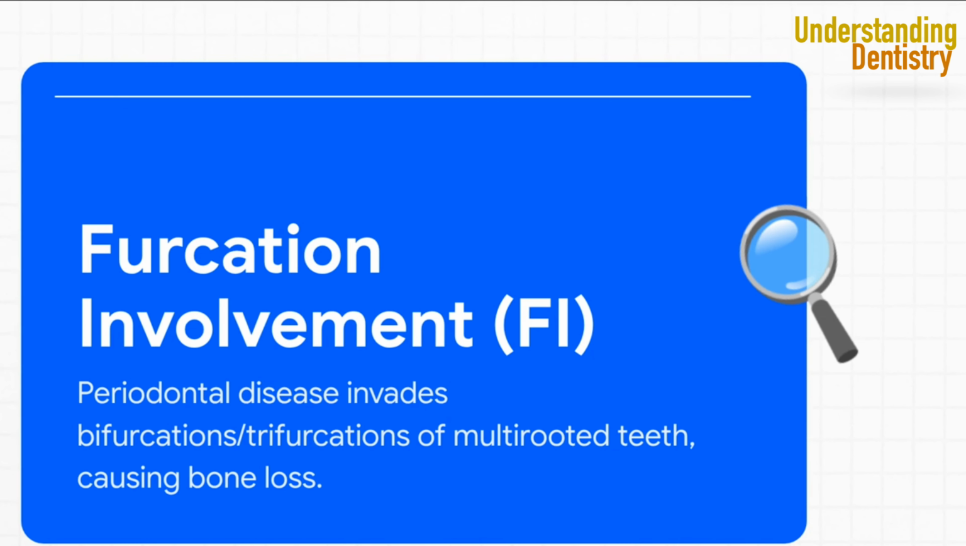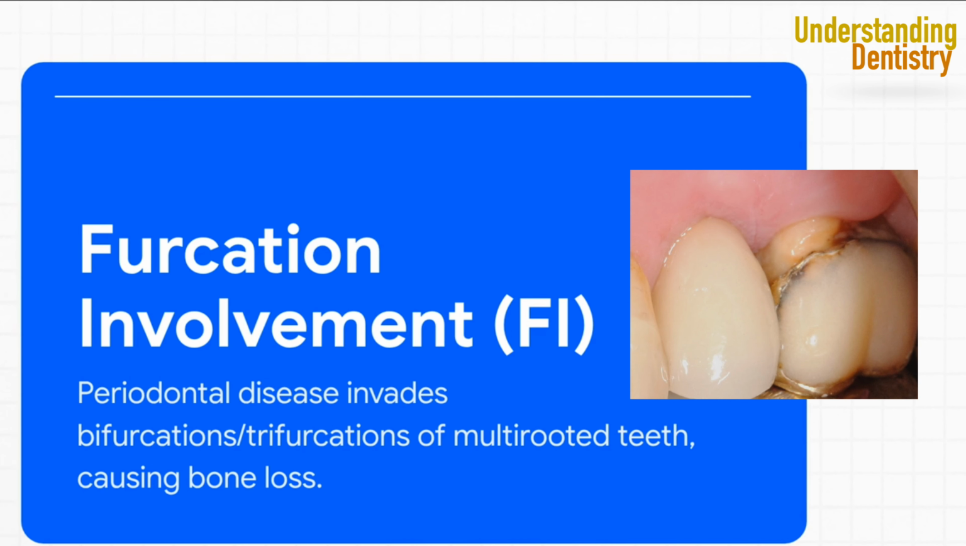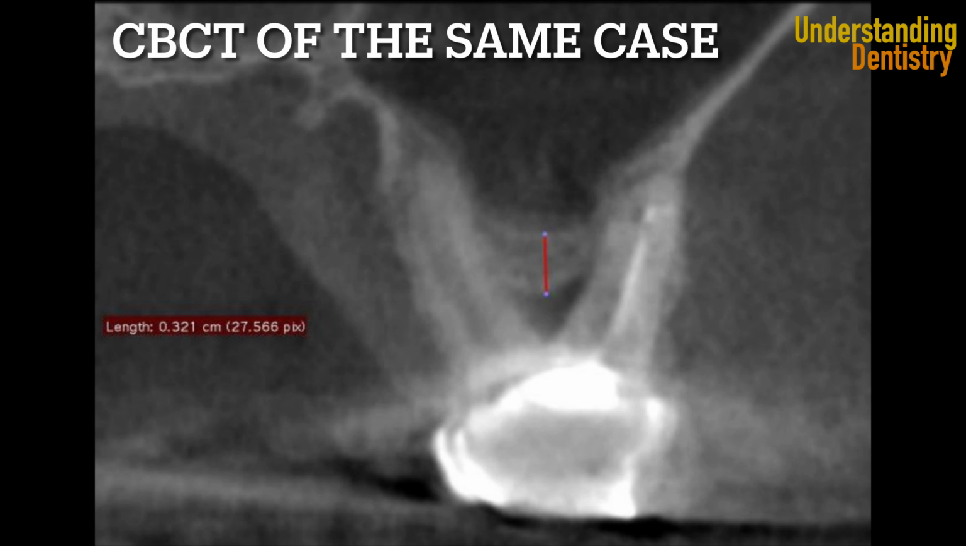Okay, first things first, let's make sure we're all on the same page. What is furcation involvement? It's when periodontal disease has marched its way right into that interradicular space, causing bone resorption and attachment loss. It is a true three-dimensional problem that needs a 3D solution.